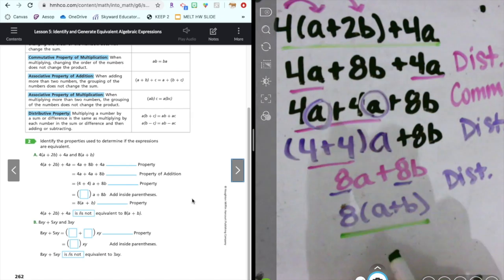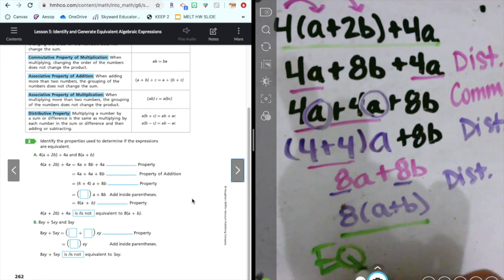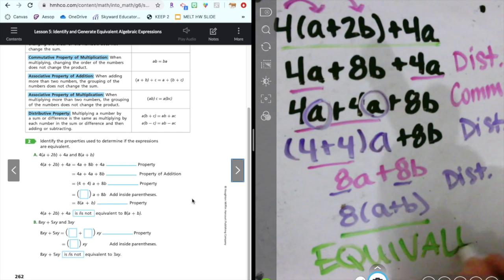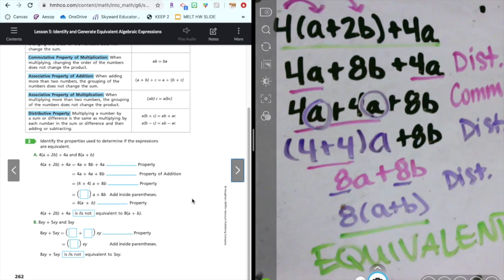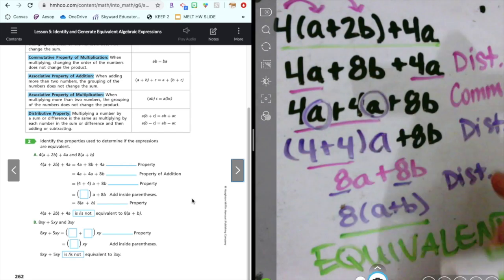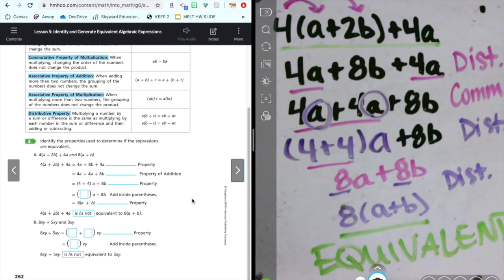We didn't change anything, we just rearranged things. So those are equivalent expressions. Using our properties, we proved it. Isn't that awesome? Okay, let's do another one.